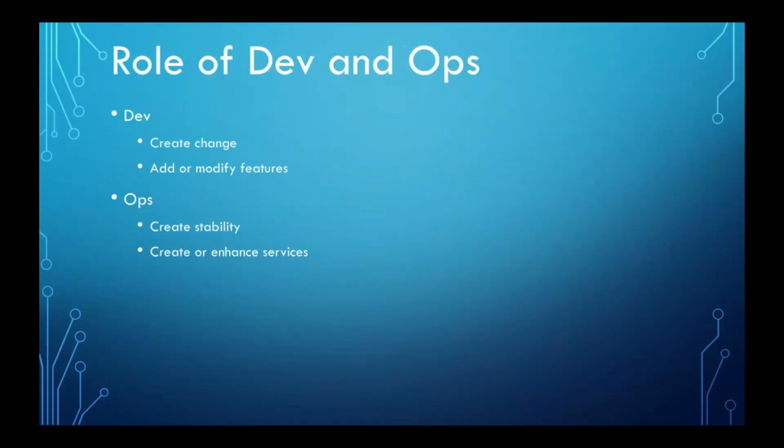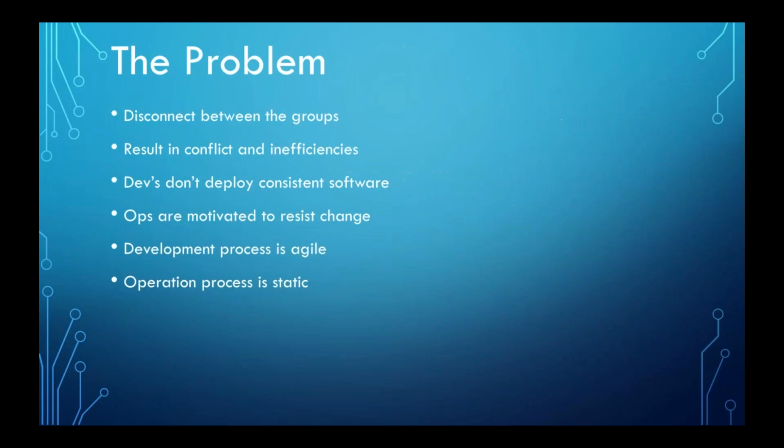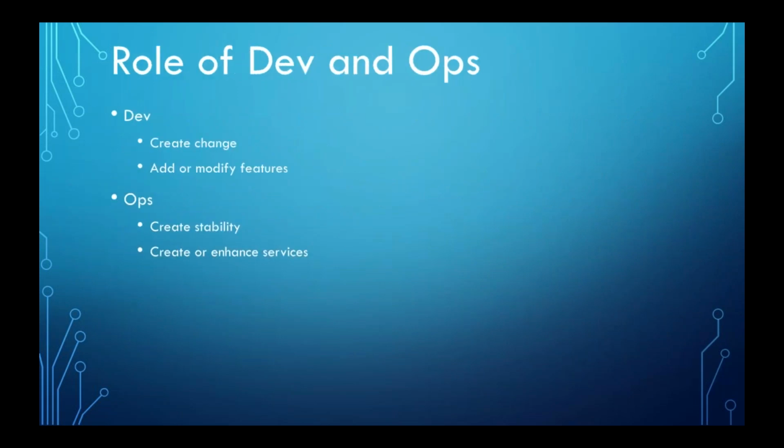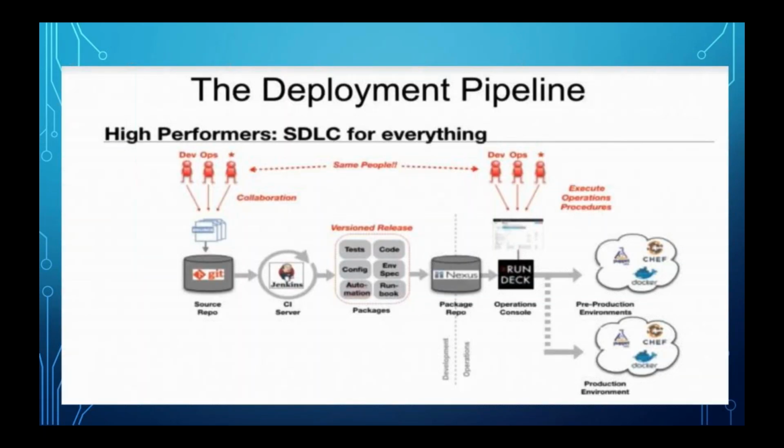As I said, I'm going for a quick walkthrough of the DevOps approach to bridge the gap between agile software development and operations. It is a combination of culture and philosophies. In the role of DevOps, we have dev, who create changes, modifications, and features. Operations are responsible for deployments, stability, and enhancing the service, like reducing the load. So I'm going for this diagram, just so we can understand it.